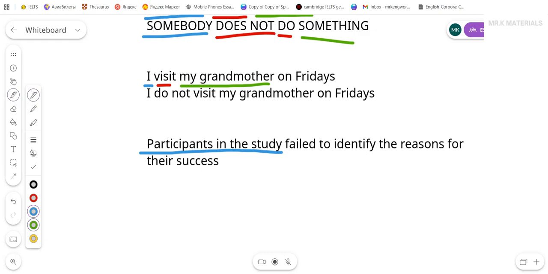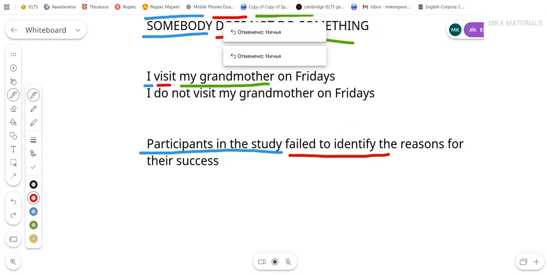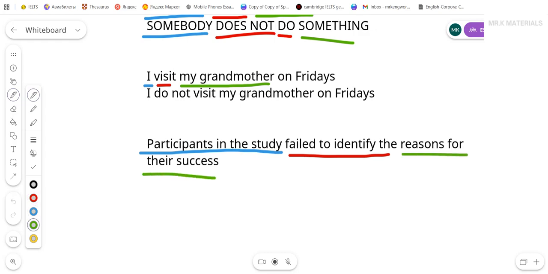Okay, "they failed." I have my action here. They failed to do what? To identify. Usually, when you have a verb and then "to" and one more verb, this is just one action. There's no reason to divide them. So they failed to identify. They failed to identify what? They failed to identify reasons for their success.